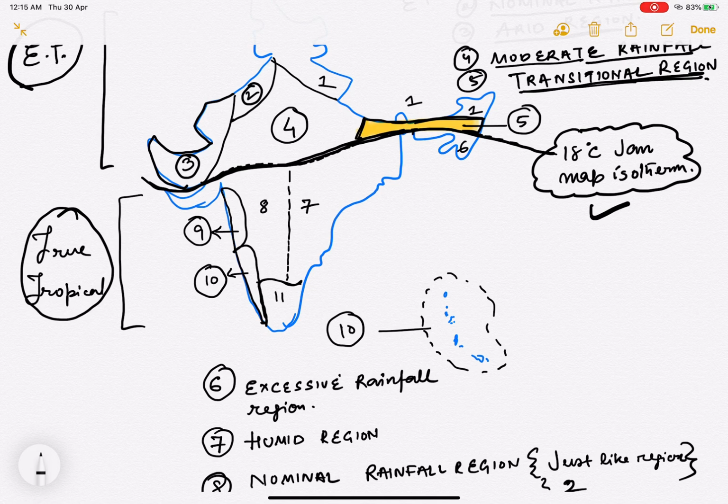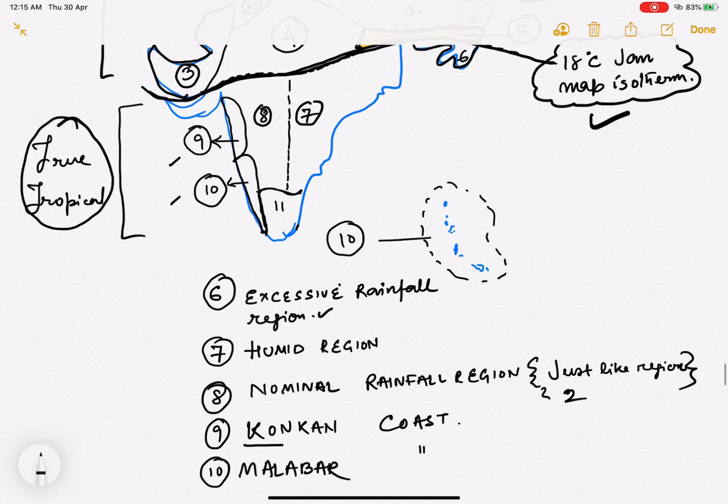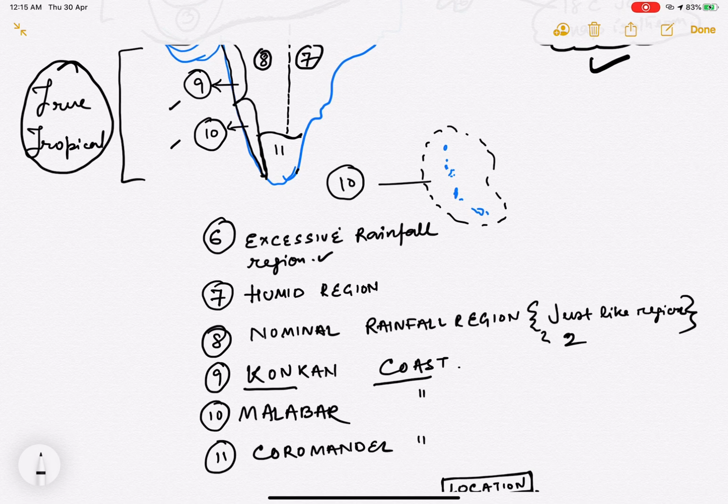First, we have your excessive rainfall region. Next, we have your humid region. Next, we have your nominal rainfall region. And with respect to 9, 10 and 11, just look at this. 9 is basically your Konkan coast. 10 basically is your Malabar coast and the islands, that is your Andaman Nicobar Islands. 11 is your Coromandel coast. Simple. Now let's go one by one.